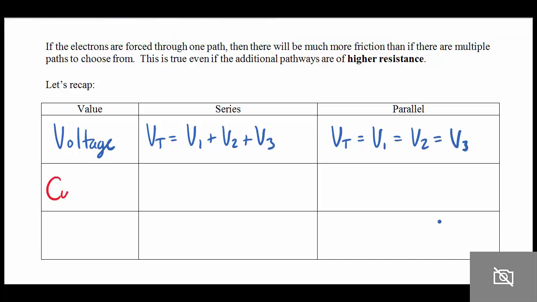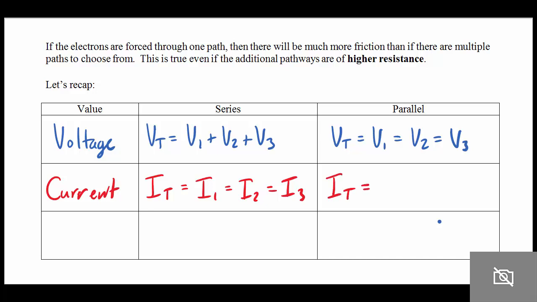With current, the total current in a series circuit is going to be equal to the current through the first item, or the second, or the third. The current has to be the same everywhere. Whereas in parallel, because we have pathways splitting apart, the total current is going to be equal to the sum of the individual currents through each of those separate junctions.